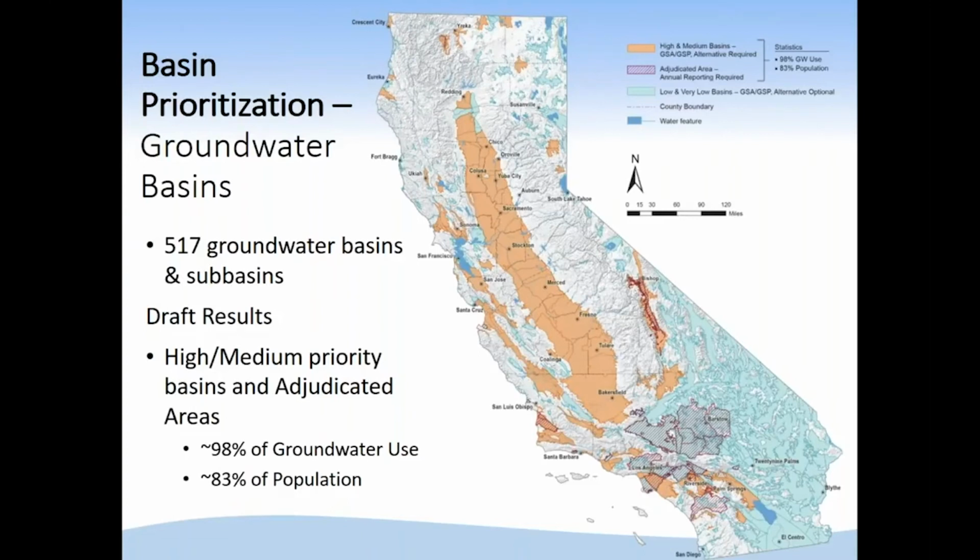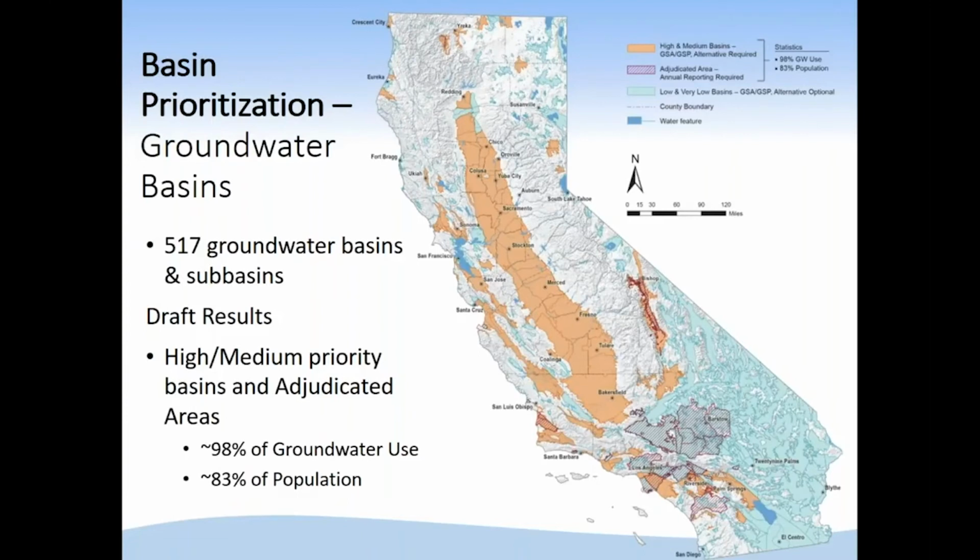We will touch on that. The other basins shown in light green are low or very low, and the hatch pattern areas are adjudicated areas, which also have special requirements under the Sustainable Groundwater Management Act. As I mentioned, there are 517 groundwater basins or subbasins throughout the state currently, and we've gone through a basin prioritization process and have draft results that we will present, along with the process, today.